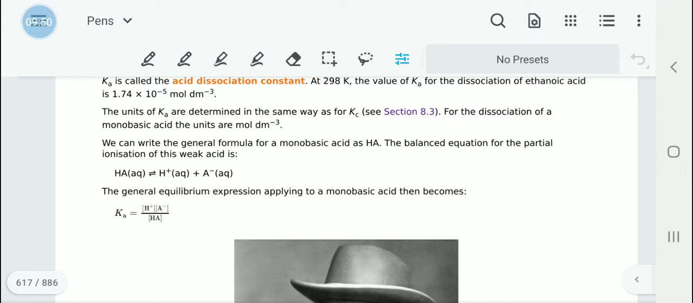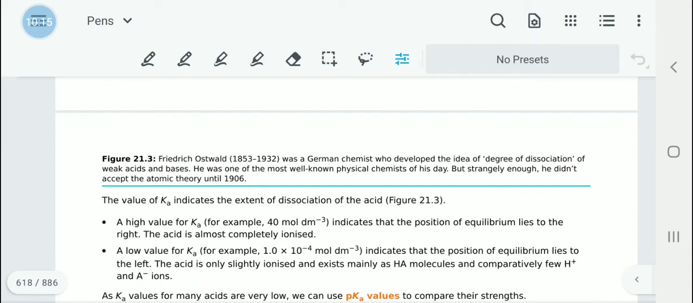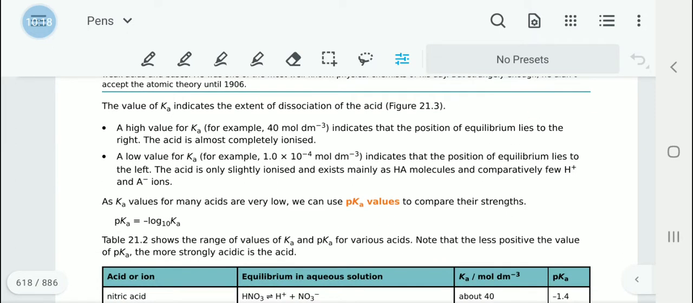So for a monobasic acid HA, we know the equation. HA is going to dissociate, or the equilibrium is going to be reached at H plus aqueous plus A minus aqueous. Therefore, we can develop a general equilibrium expression for a monobasic acid, that is Ka equals H plus into A minus molar concentrations divided by HA concentration. So Ka indicates the extent of dissociation of the acid. So this is not going to be the same for all the acids. It is going to be different from one acid to another.